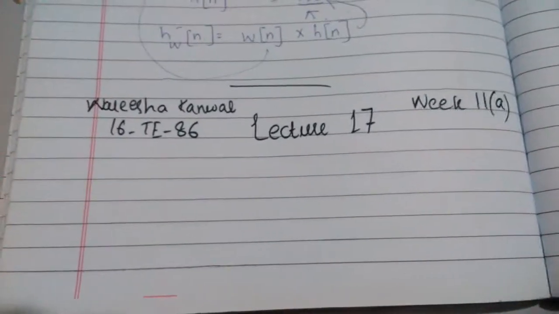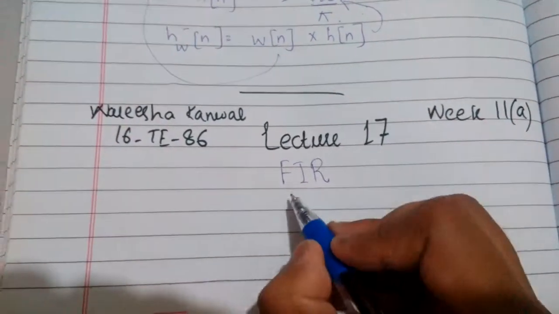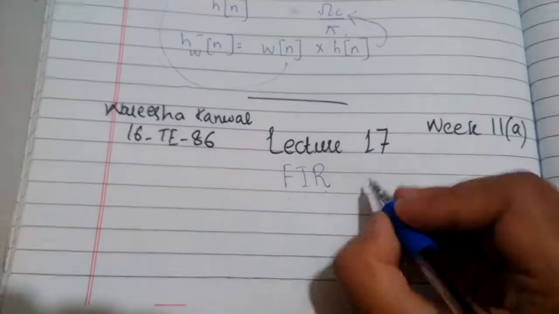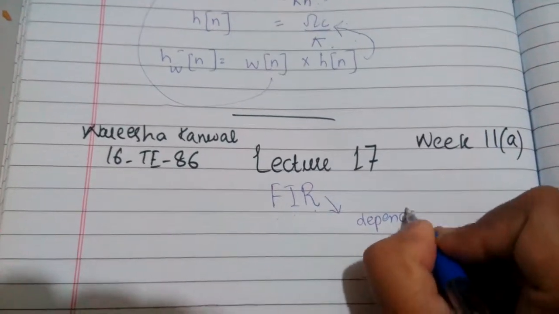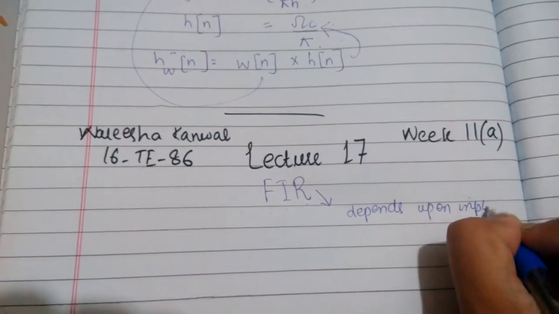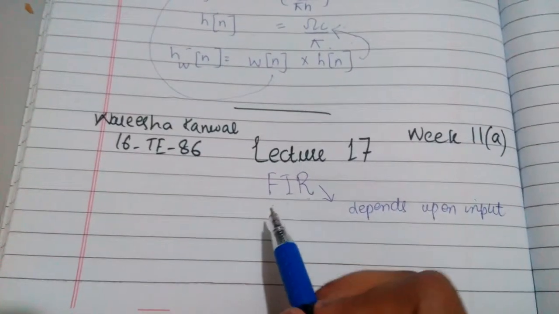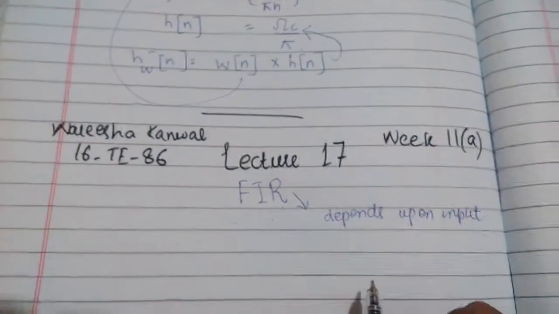Today is our lecture 17, which is about FIR filters, which is the finite impulse response. Actually, these are the filters which depend only on the input. But as compared to infinite impulse response filters, they depend upon both input and output.